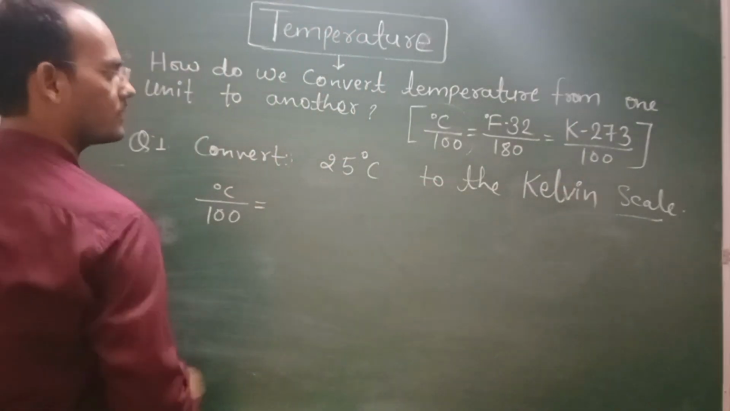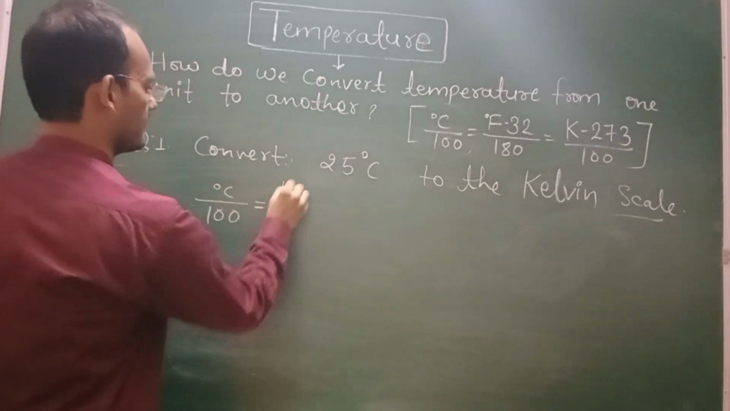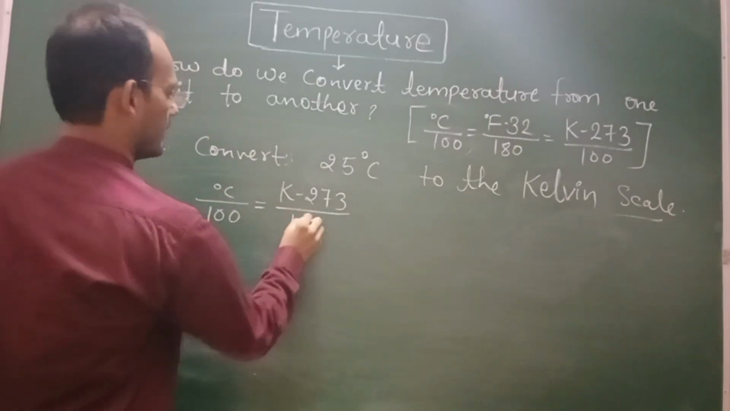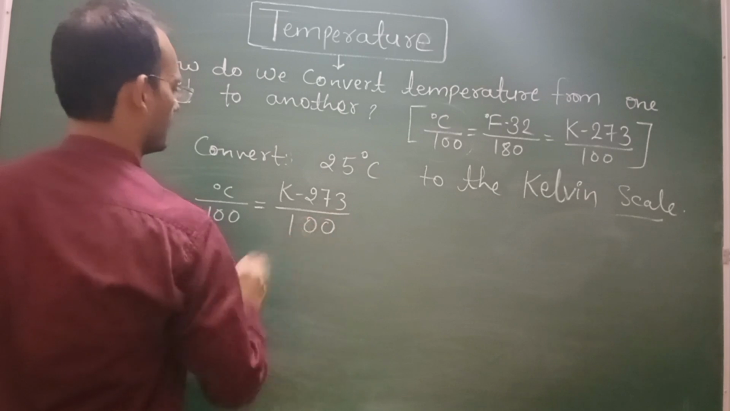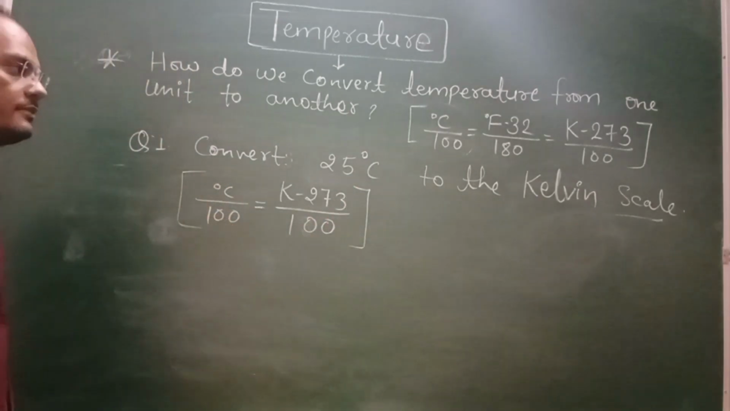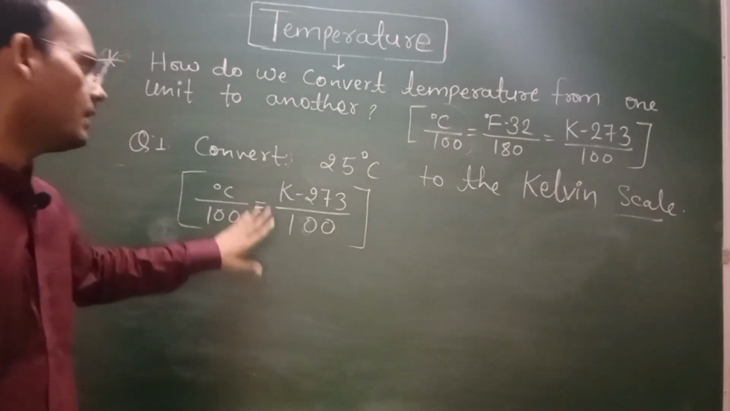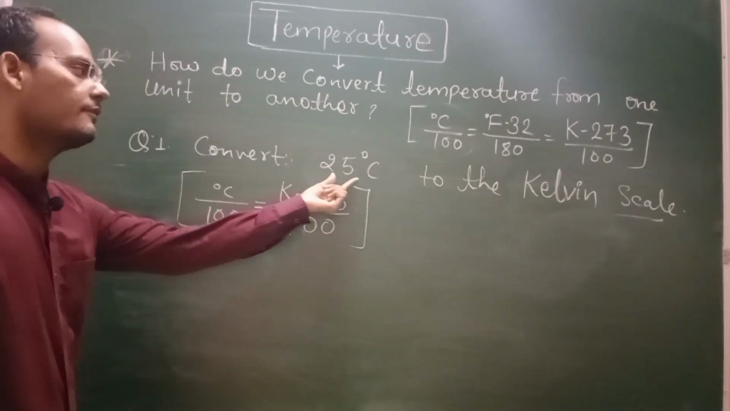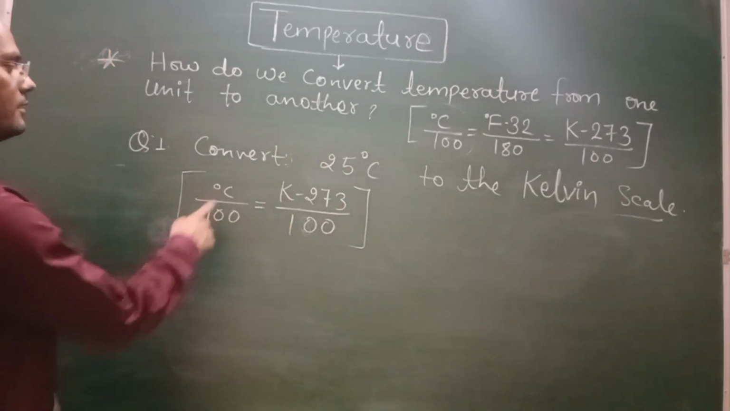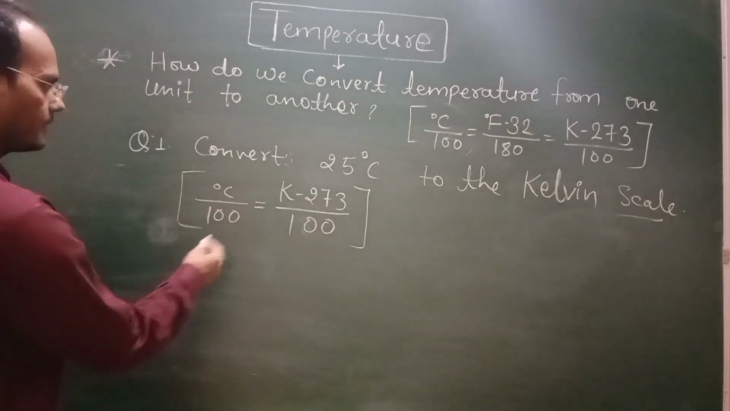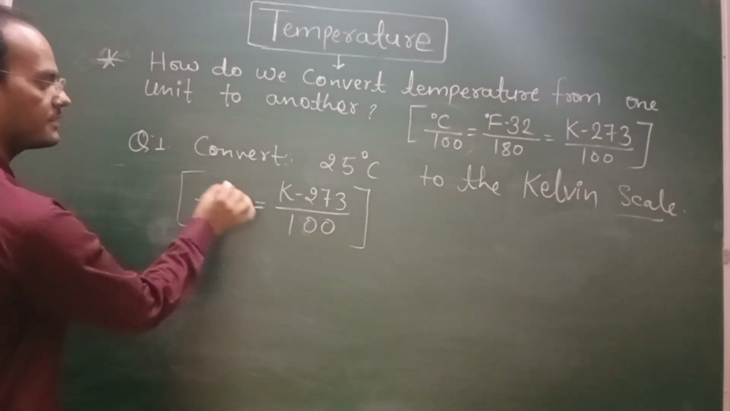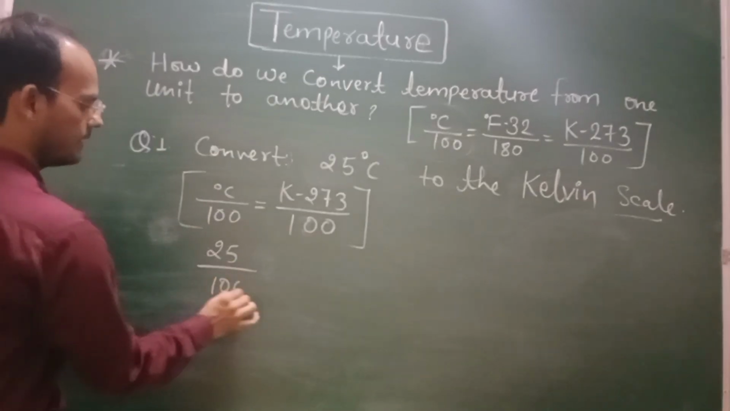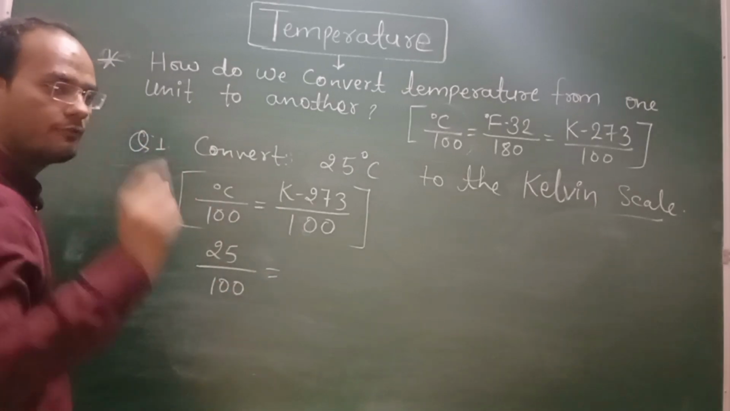So make it equal to the degree Celsius divided by 100 equals K minus 273 divided by 100. This is the formula for this question. Clear? And put the values in this formula. Okay, we have been given the degree Celsius value. What will be the degree Celsius value given? 25 degree. So put the 25 and divide by the 100, and K we have to find out.